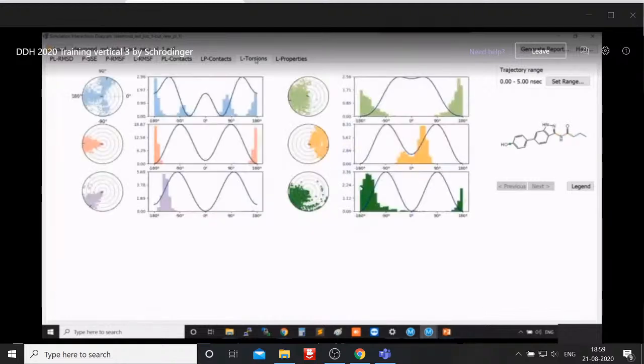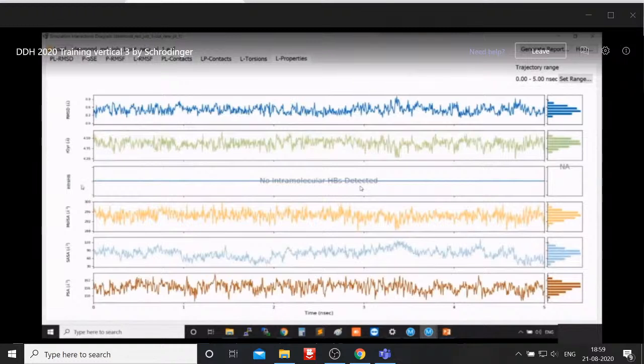Then you will have various torsion angles in the ligand molecules, and other ligand properties also, like surface areas and solvation. So all these parameters are with you. You are ready to use those parameters.